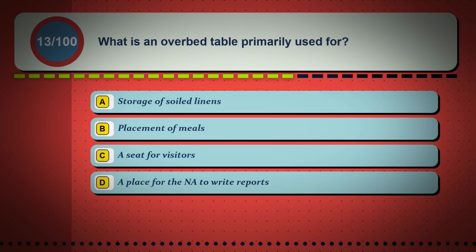Option A, storage of soiled linens. Option B, placement of meals. Option C, a seat for visitors. Option D, a place for the NA to write reports.